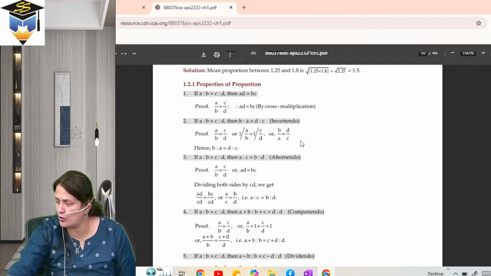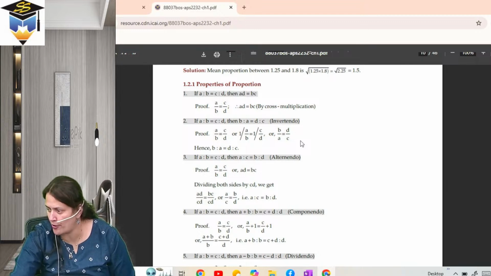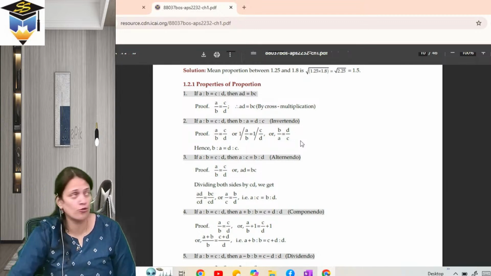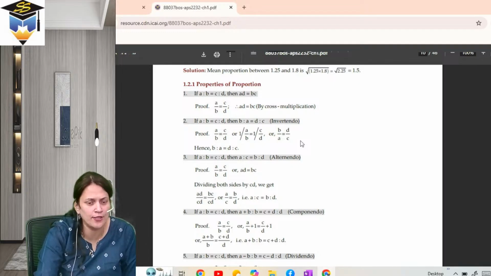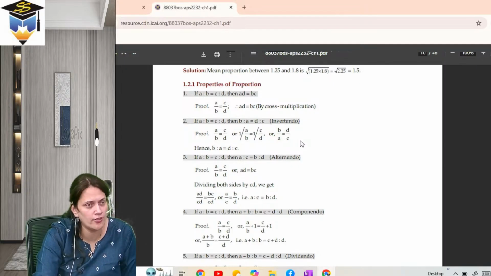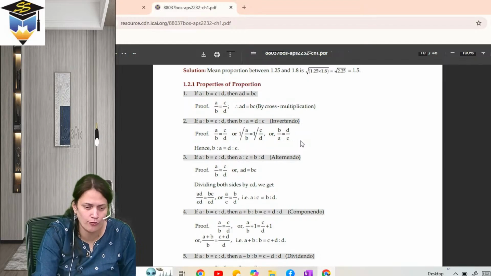Please write it down because all these properties are very important. You should be able to understand. Is it visible? Shall I increase the font? Now it's okay. In dividendo, you subtract 1 from both the sides.